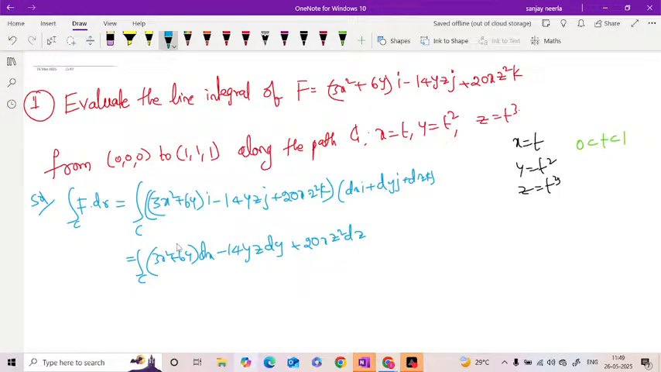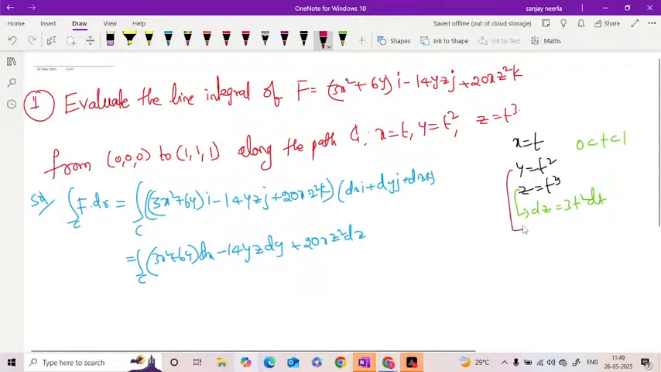Now what is the x value, what is the y value, what is the z value? The x, y, z values are given. Now come to the first, dz. We'll get dz equal to 3t² dt, dy is equal to 2t dt, and dx will be only dt.